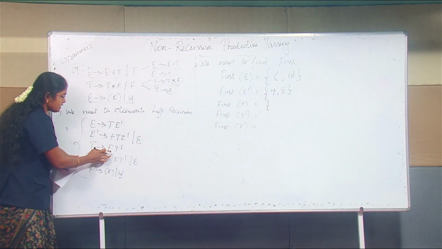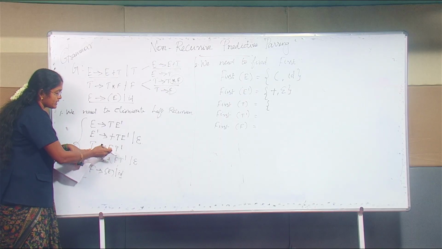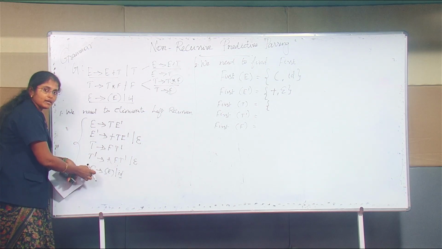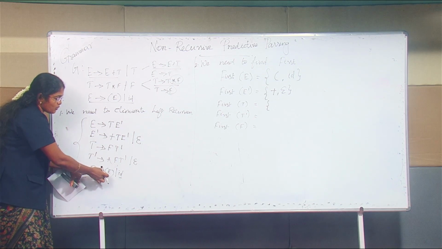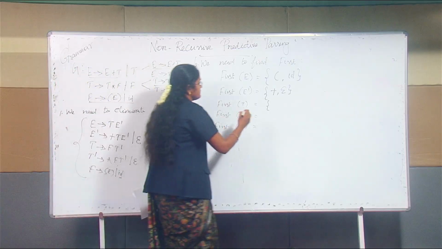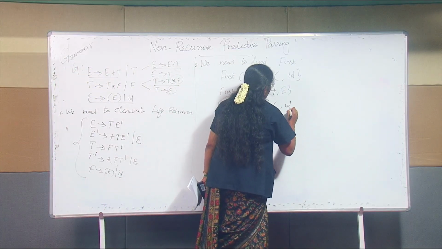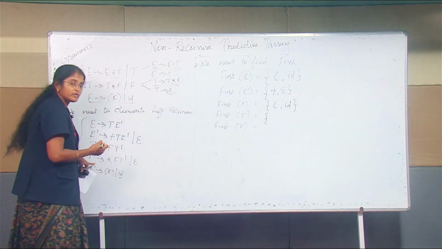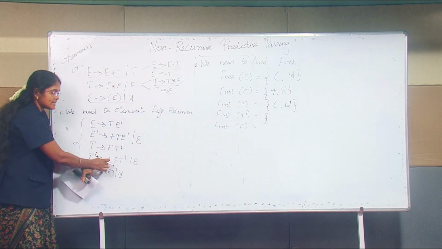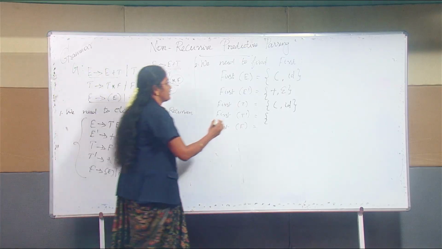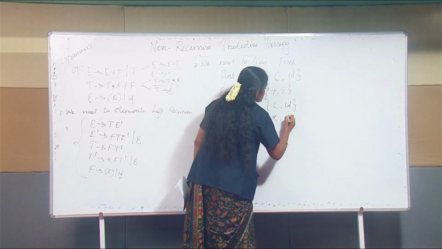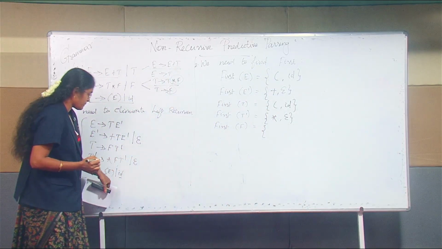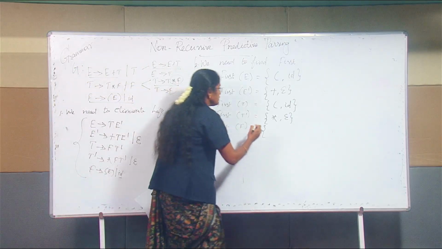Here the first element of T's production is F. F is a non-terminal, so we have to look at that. So F tends to open bracket and ID. So what is the first of T dash? Here it is star and epsilon. It is a terminal, so we can write it directly. So what is the first of F? Open bracket and ID, those are also terminals.